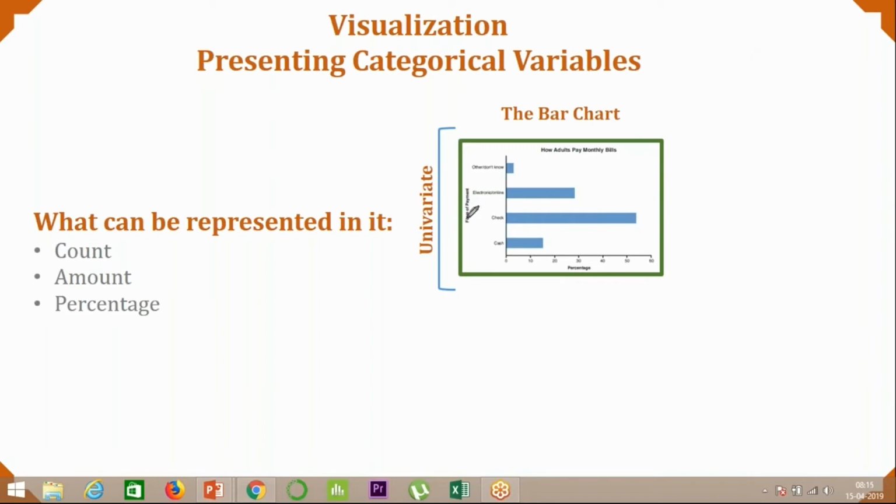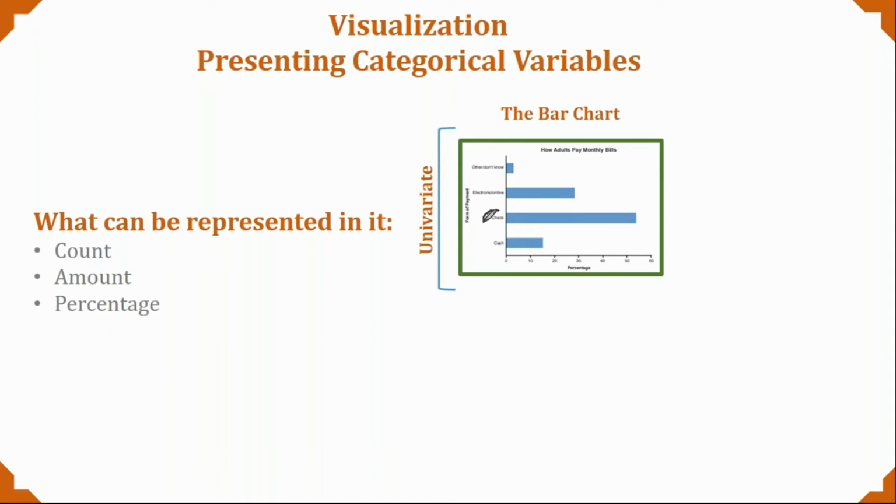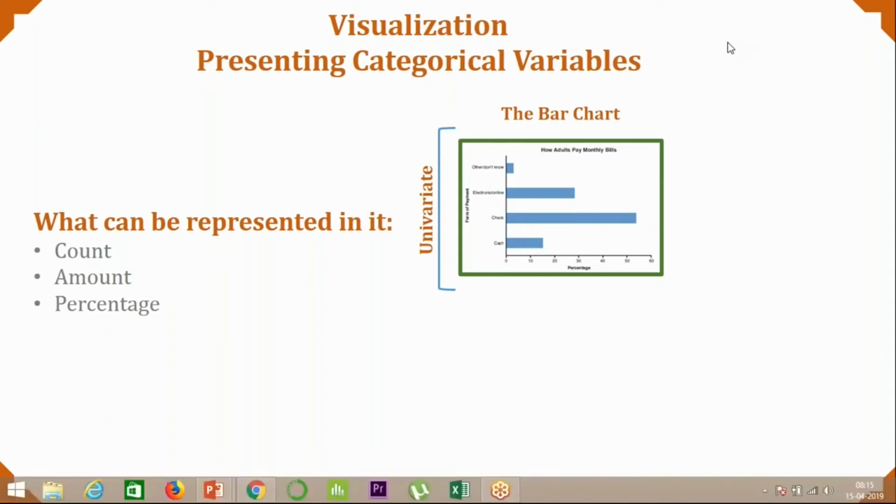I guess this is mostly from 1960s or 1970s graphs, so no one is really paying in check. Just to give you a simple example. Here we can see that the chart gives the percentage of your payments, right? So this is a bar chart.